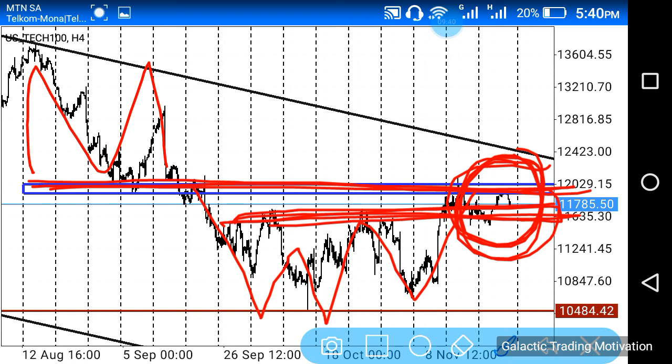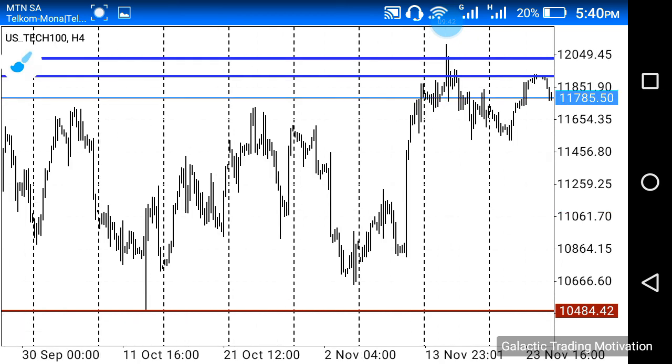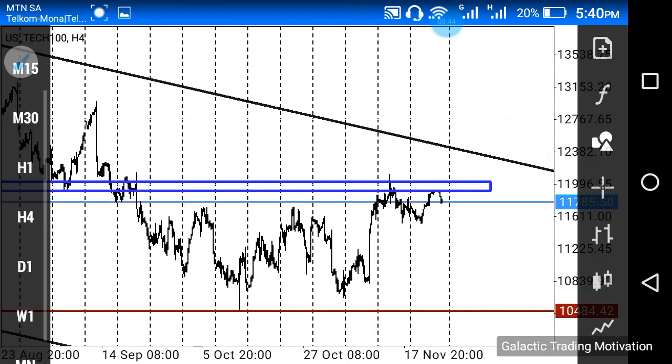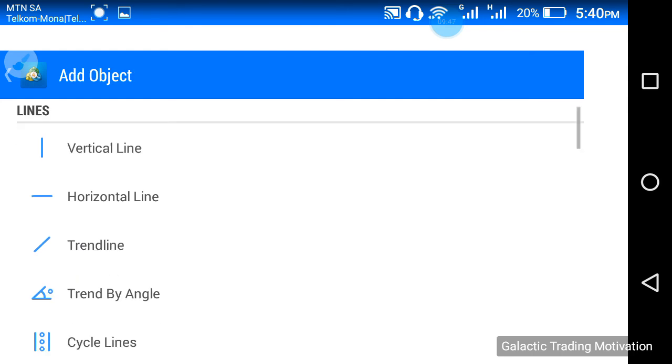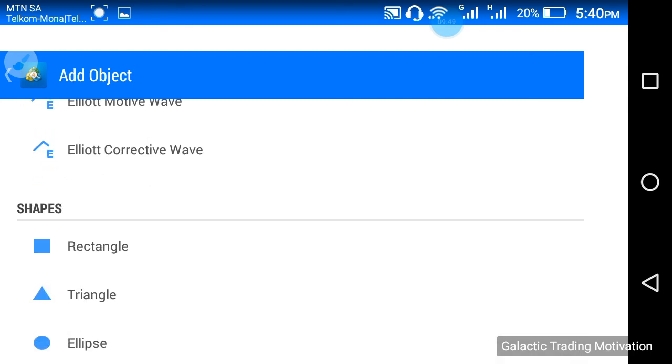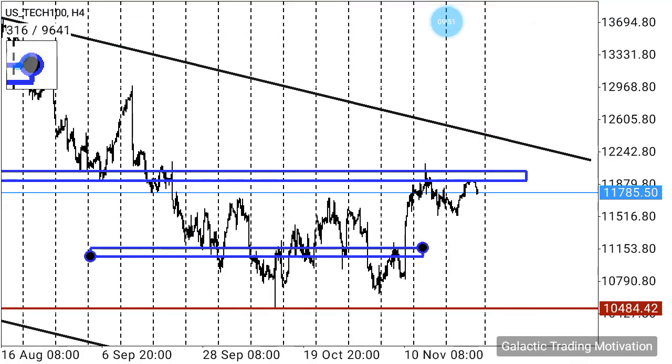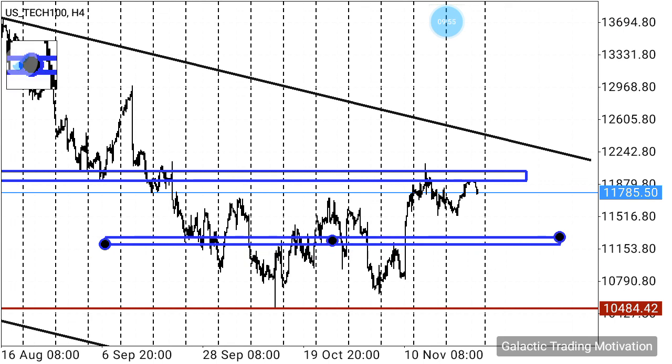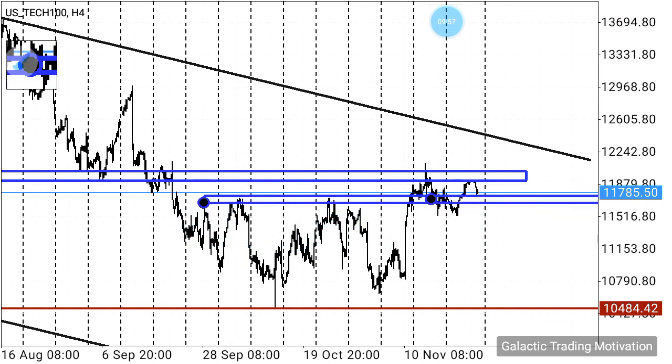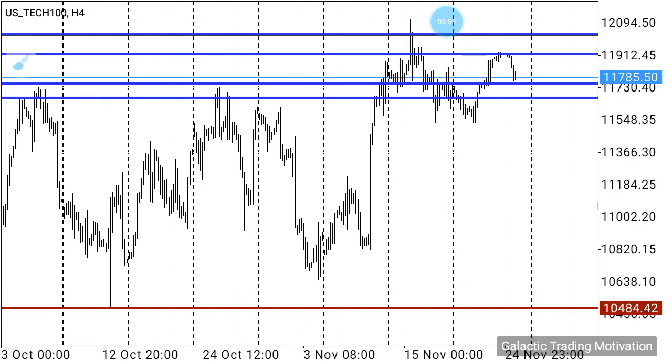So the next thing I'm going to do really here is to add my neckline of that inverted head and shoulders pattern. Just bear with me, guys. Let's see. We could say that more or less this is the neckline of that inverted head and shoulders pattern.